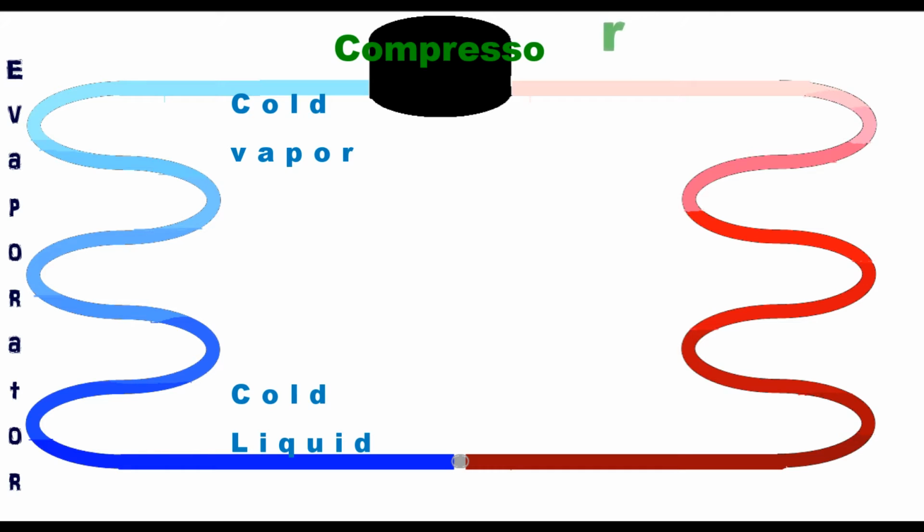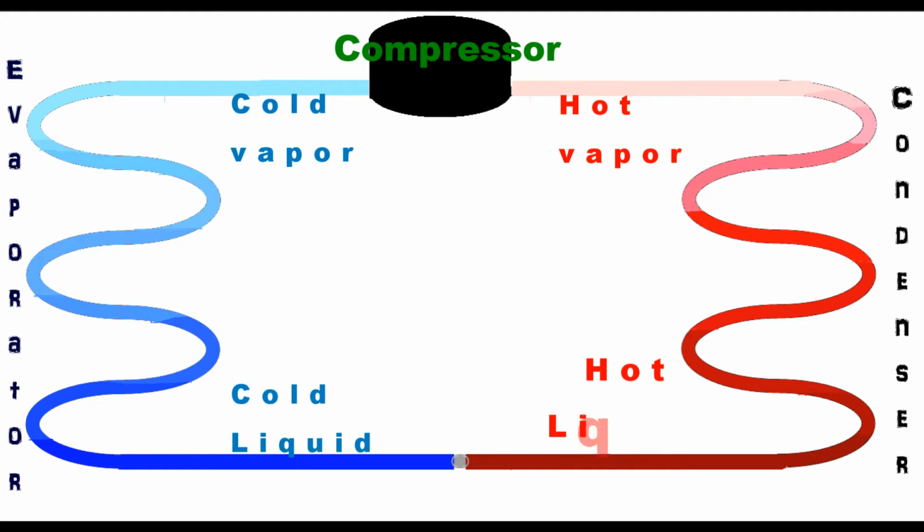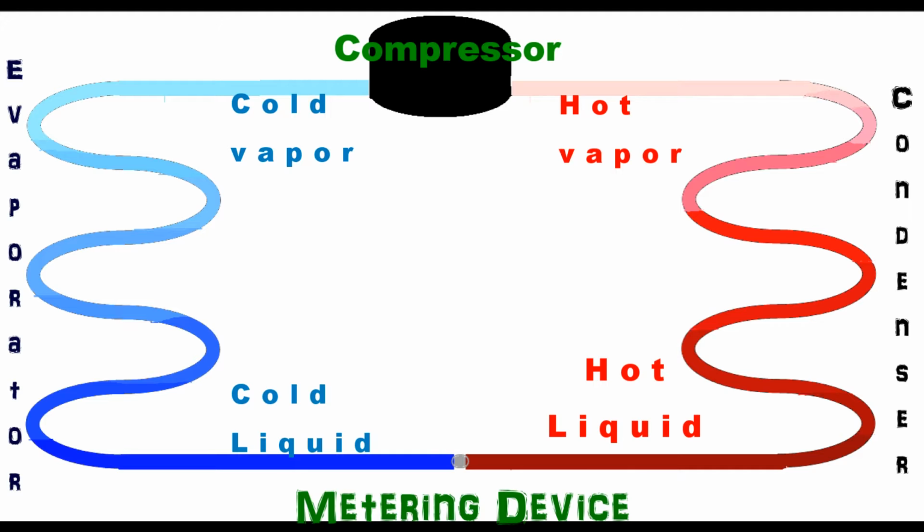Then it runs to the compressor. As it goes into the compressor, it's going to pump the refrigerant through the system, and it's going to change from a cold vapor to a hot vapor. From there, it's going to move into the condenser. Remember, the condenser's job is to get rid of heat. As it gets rid of heat, it will desuperheat, it will condense into a liquid, and it will subcool that liquid to a lower temperature. As it comes out, it'll be a hot liquid. From there, it moves into the metering device, which determines how much goes into the evaporator.